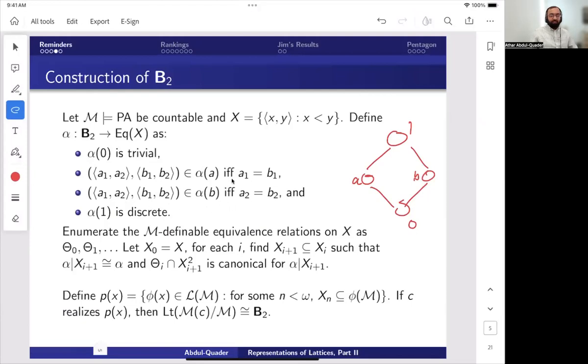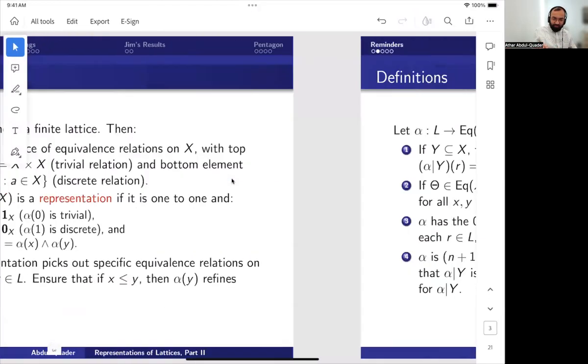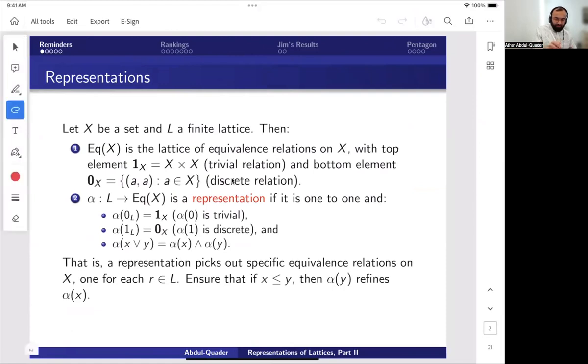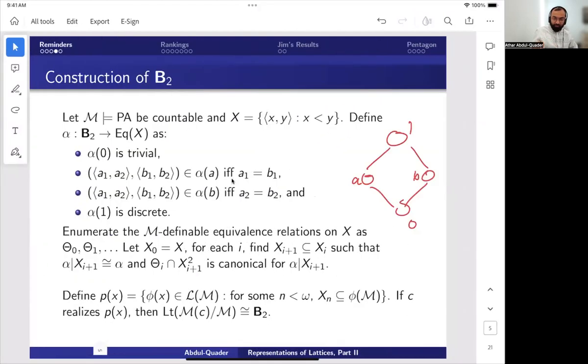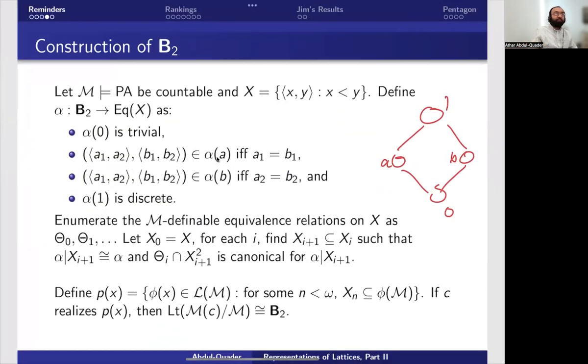It's an exercise to check that this satisfies this definition over here. If you look at A join B, that's 1. So you want to make sure that alpha of A intersect alpha of B is alpha of 1, which is discrete. If two things are equivalent according to alpha of A and according to alpha of B, then they're, of course, the same exact ordered pair.